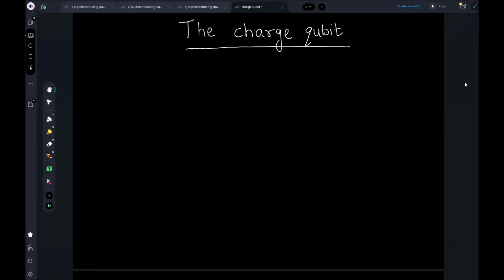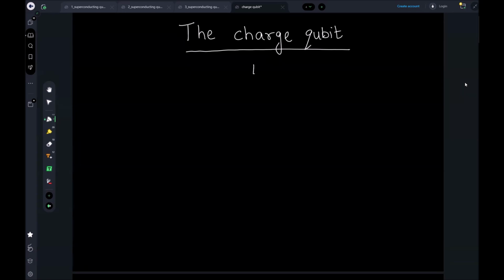In the previous video, I had finished with the discussion of the Josephson Junction, and from this video onwards, I'm going to talk about various qubit architectures. So, starting from this video, I'm going to talk about the charge qubit, which is also known as the Cooper pair box. And actually, Cooper pair box is the correct name, and charge qubit is just what people call it for short.